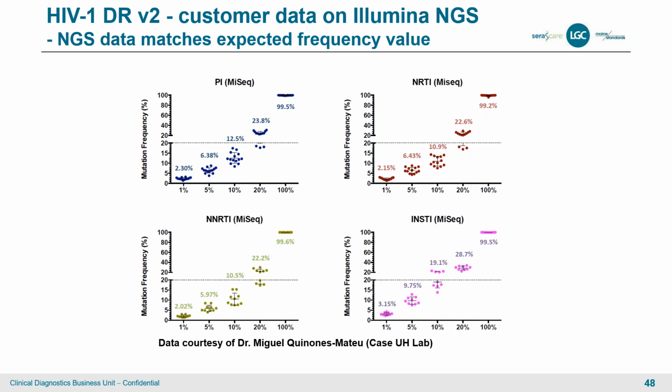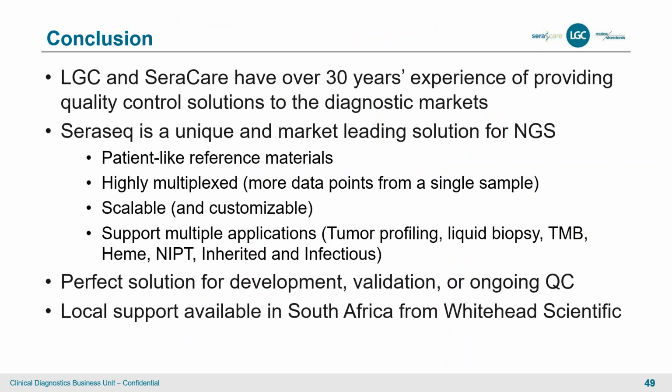Extremely thrilled to see this data, right? On the x-axis, you see the frequency, right? And then the detected observed frequency on the y-axis. Again, what you want to see is on our 1% product, he's pretty close to that. Obviously, he's pushing the limits of sensitivity. But as he climbs up to the right, you can see generally they're picking up the right frequency, right, across all the different regions of the HIV genome. Okay.